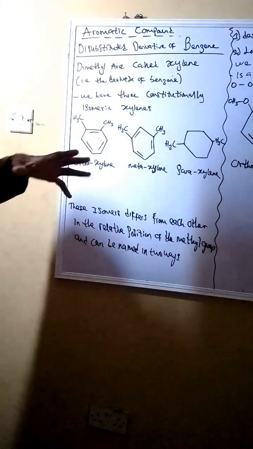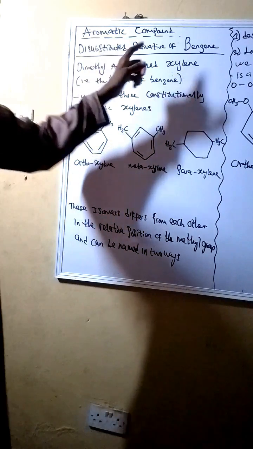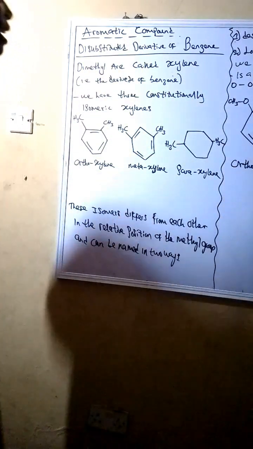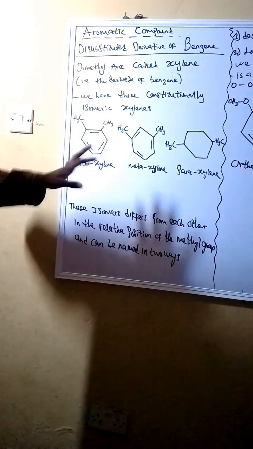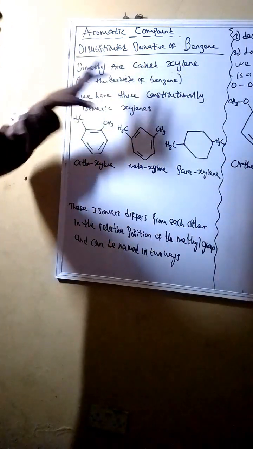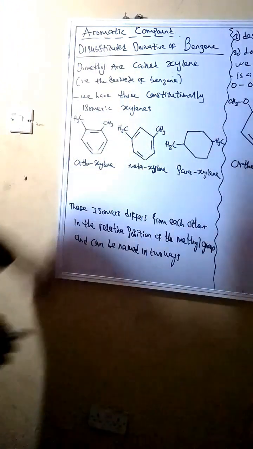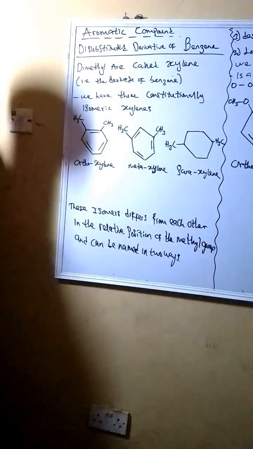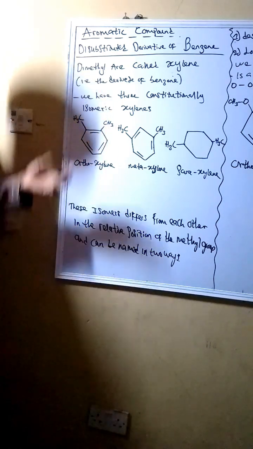We've talked about the monosubstituted derivative of benzene. Now when you have a disubstituted derivative of benzene, if it is a dimethyl structure of benzene, in that process we call them xylene. That's the derivative of benzene on its own. So you have three isomeric xylenes. The first one, we have what we call ortho-xylene. That's a dimethyl positioned from 1 to 2.